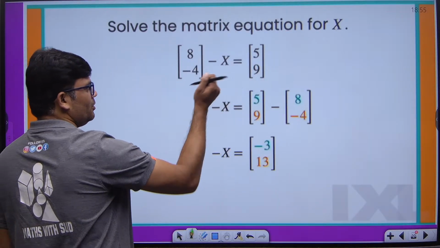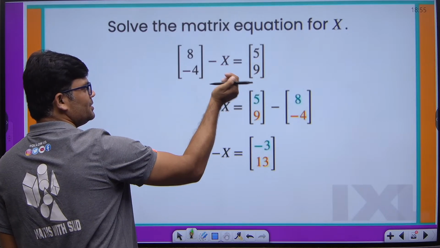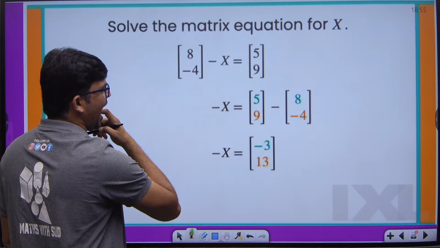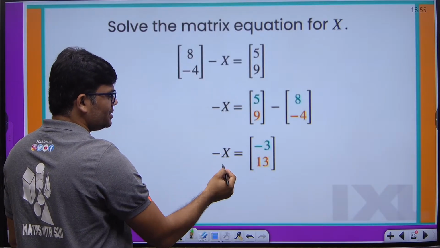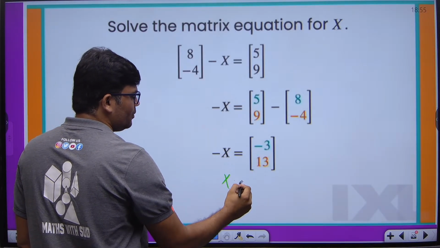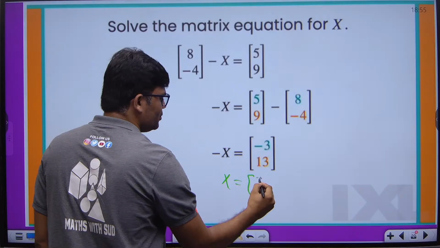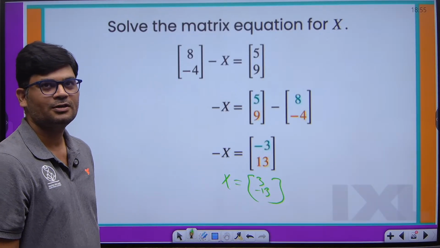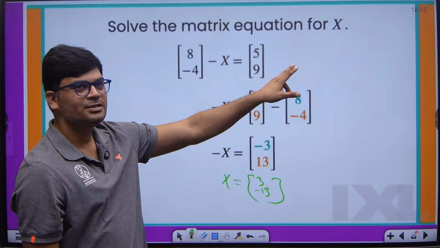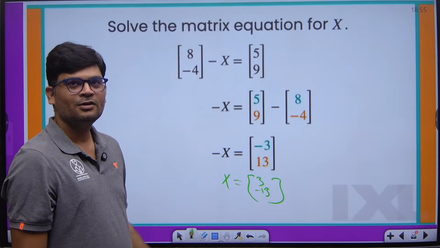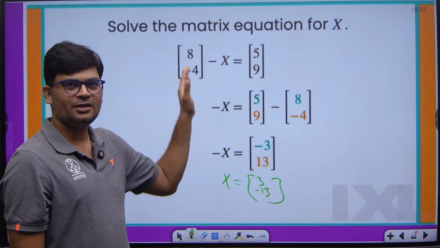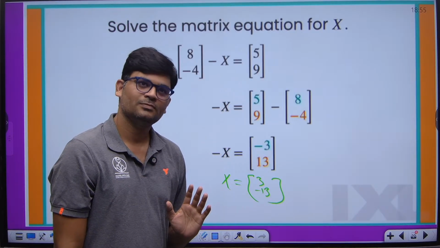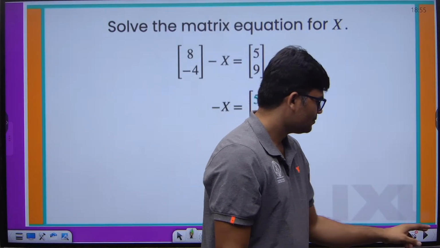Sometimes this may be given on this side, so you have to bring it to this side. So 8 minus 5 will be 3, minus 3. No, okay, this is not the final result. So x will be equal to, you have to multiply by minus 1. So you will get 3 and negative 30. Okay. This will be the final result. So take x on the other side, bring 5 on this side. So 8 minus 5 is 3, minus 4 minus 9 is minus 13. Easy? Yes.